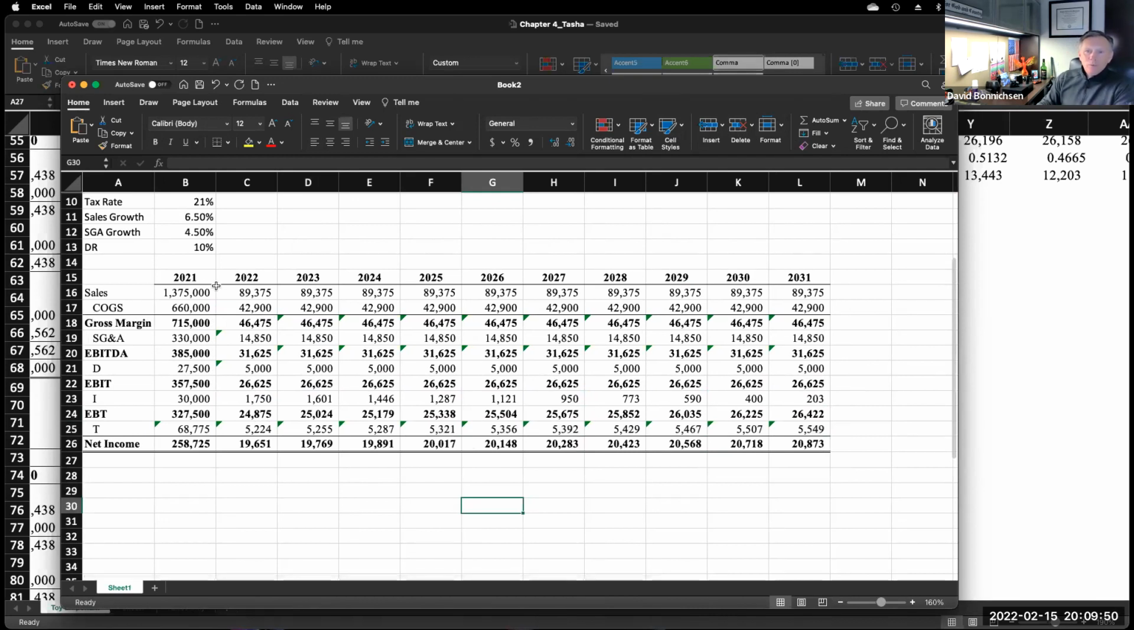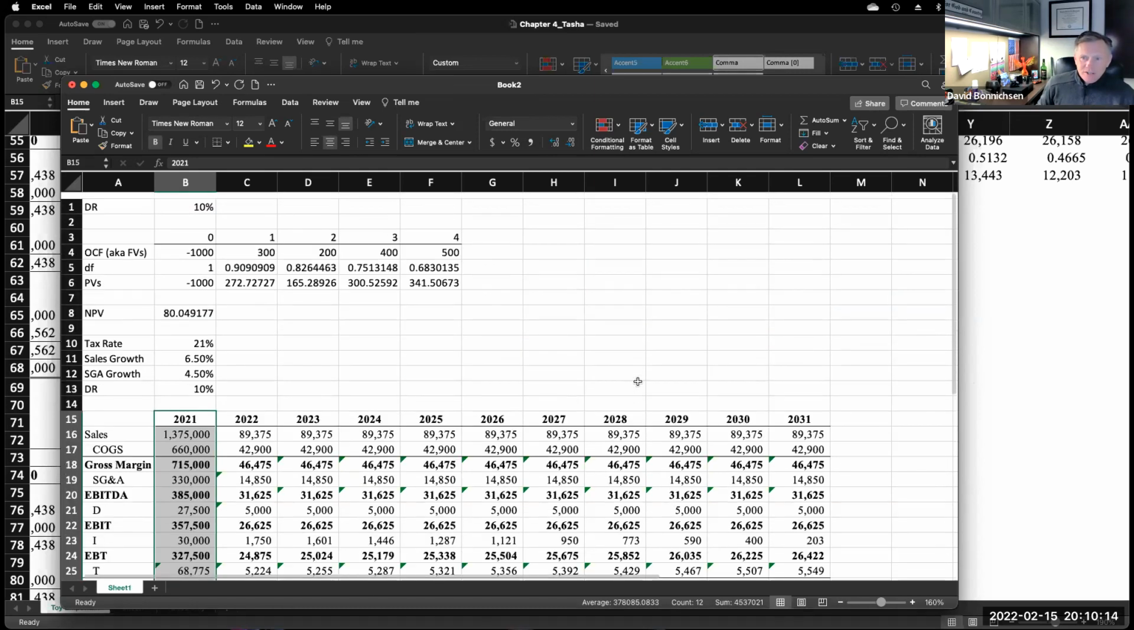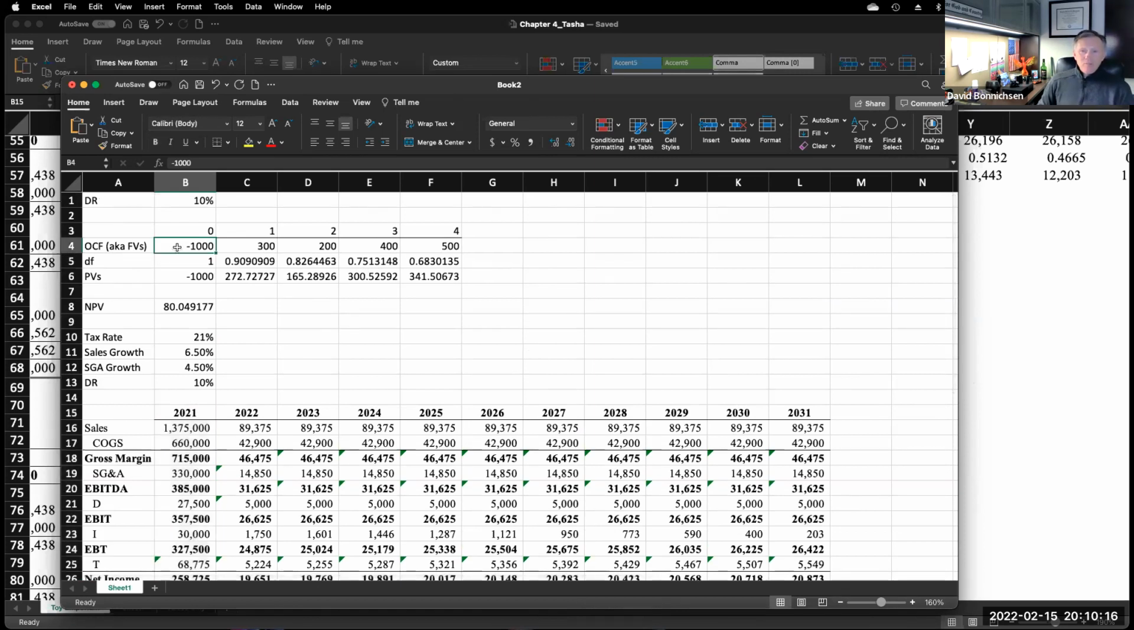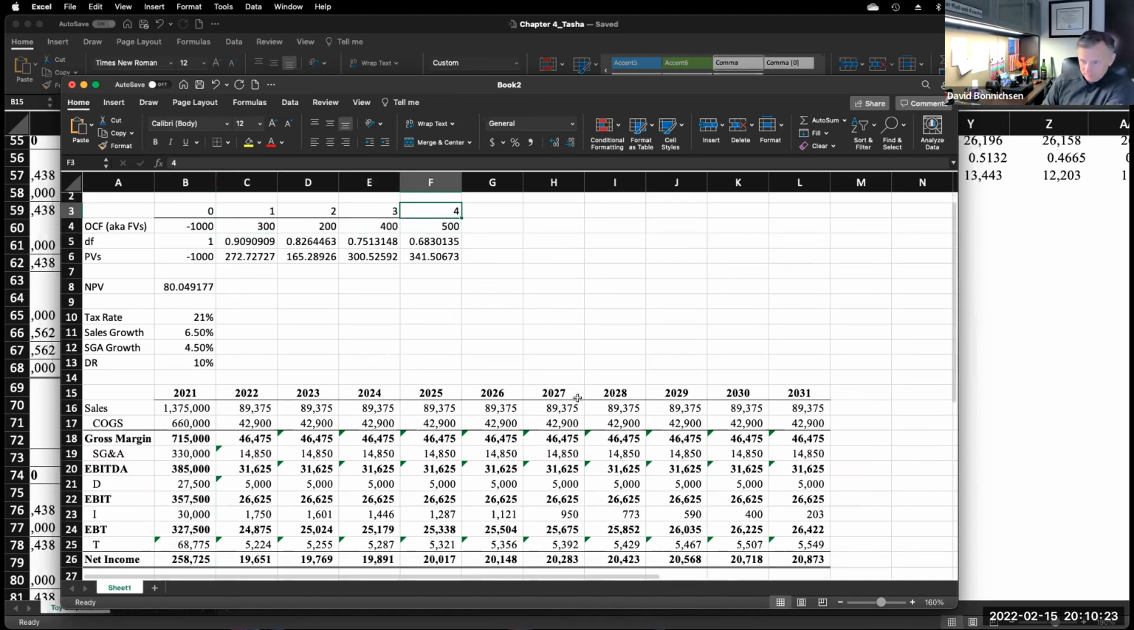So what have you just done? What have you just accomplished? Well, you've just accomplished creating a 10-year pro forma for the value add for the project that Tasha is considering implementing. So we went from this example, right? We're asking for money. The project delivers these future cash flows. We went just on a 4-year basis to a 10-year basis.